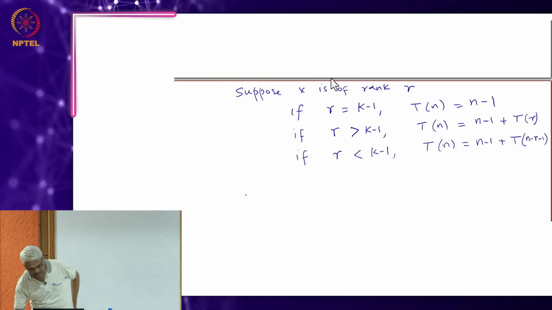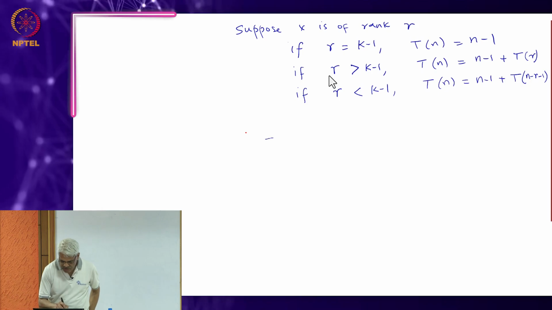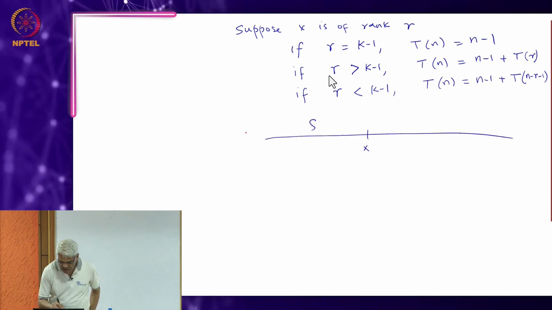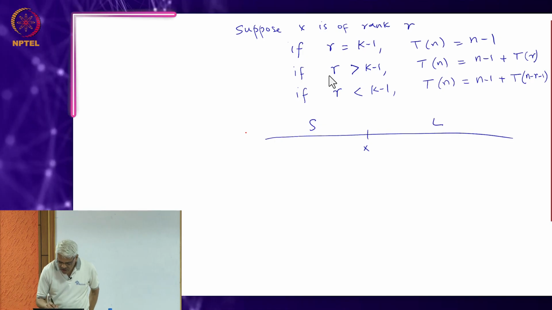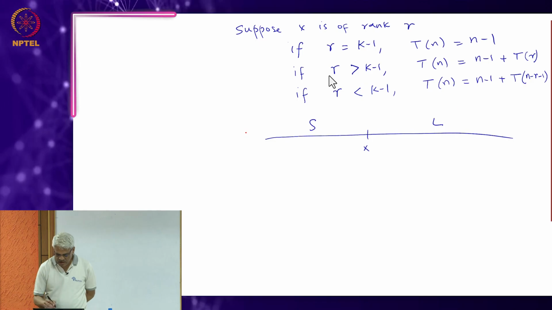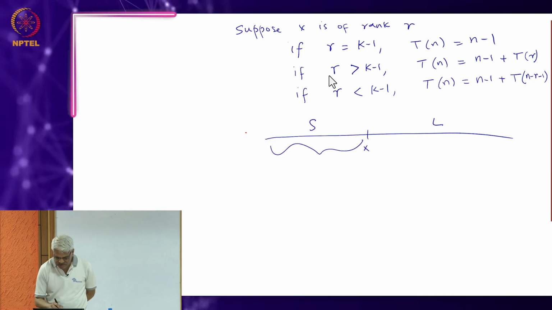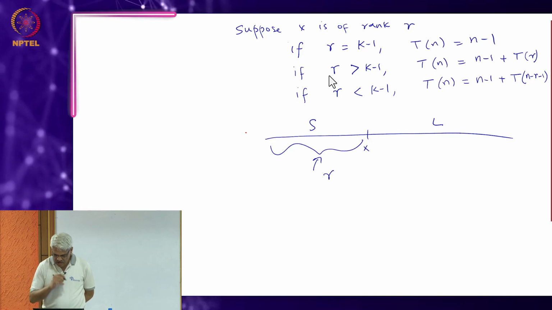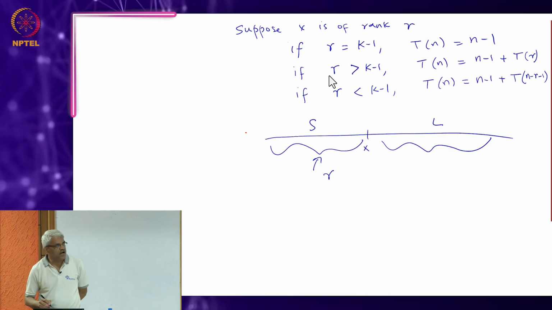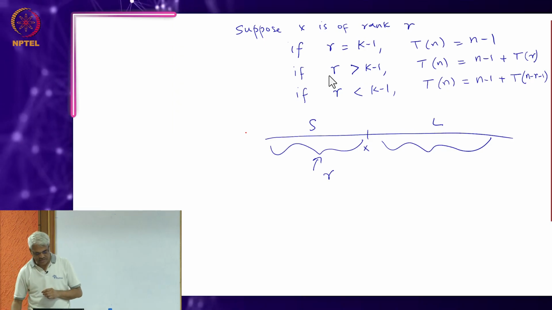So, you are going to recurse. So, is the picture clear? So, here is my list. I picked some X and I got S and L, and if X happens to be of rank exactly k minus 1, we are done. If X happens to be greater than k minus 1, then I am going to recurse on this side whose size is R. Otherwise, I recurse on this side whose size is N minus R minus 1. This is it. Now, I am going to do my entire averaging.